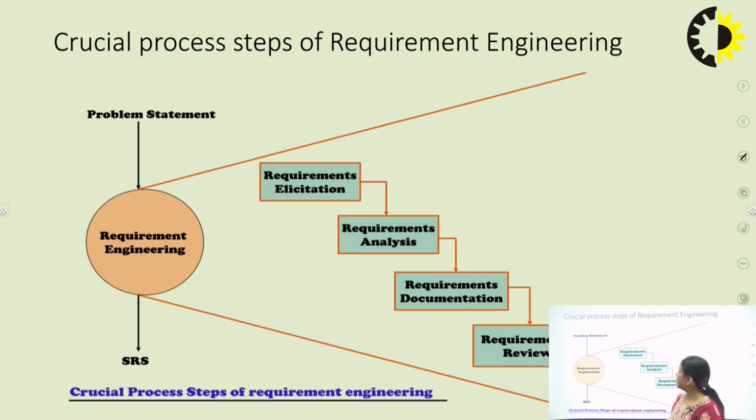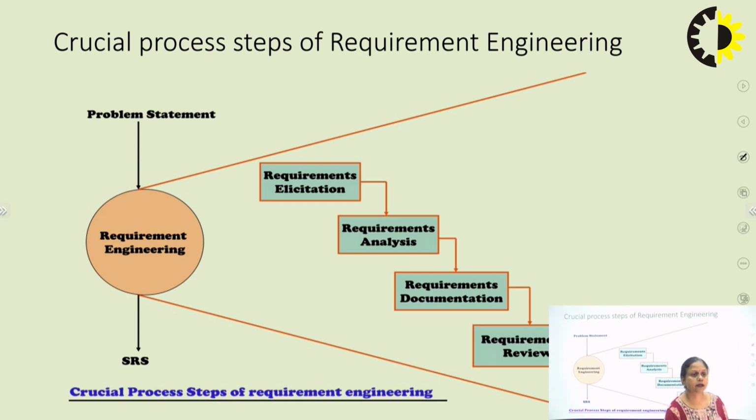You can see here, we have a problem statement, and requirement engineering is a process. The problem statement goes as an input into the requirement engineering, and we will find out the SRS. So the input of this requirement engineering is your problem statement and the output is your SRS. Fine. And these are all the steps for the requirement engineering: requirement elicitation, requirement analysis, requirement documentation, requirement review.